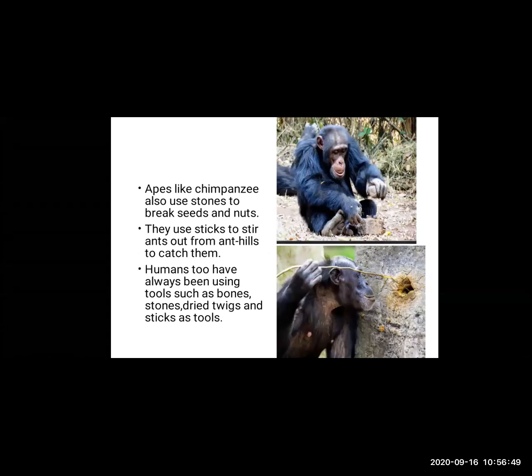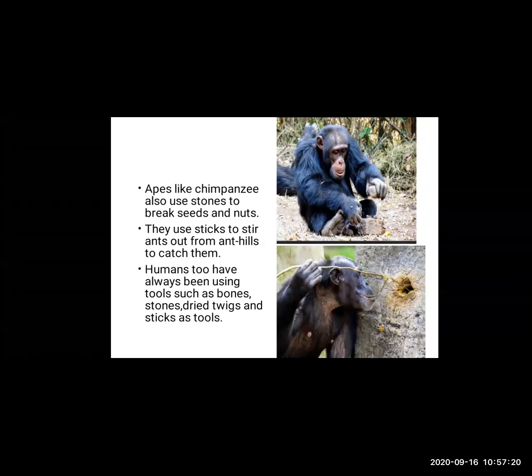Now, have you ever seen monkeys? Have you ever seen apes, monkeys, chimpanzees, gorillas? Have you seen how they break their food? If you give them a hard fruit, how will they break it? They will break it with the help of a stone. So in the picture, you can see how the chimpanzees or apes are breaking the food with the help of the stone.